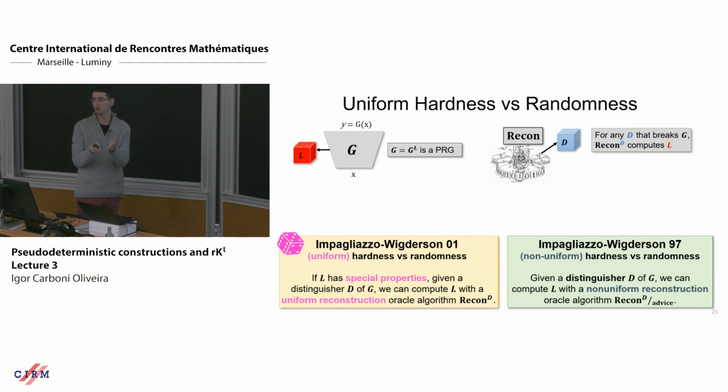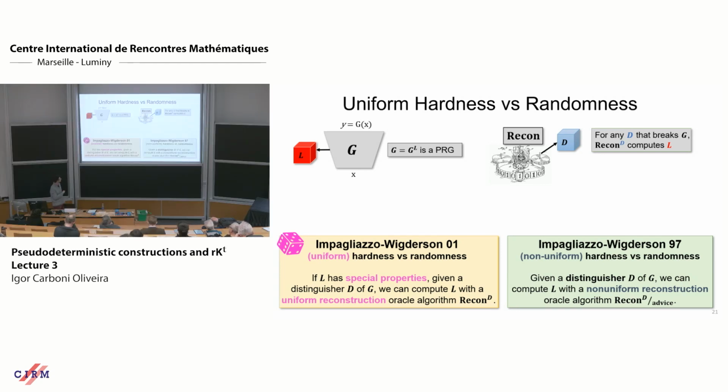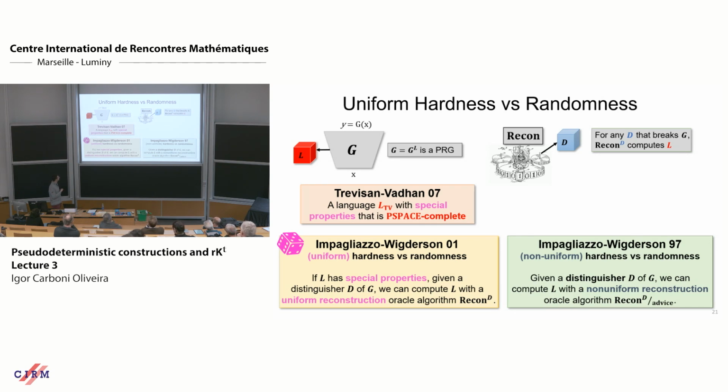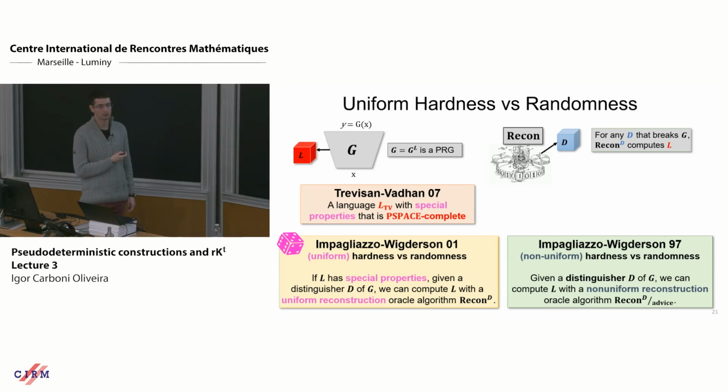So it works on every input length, and what you get at the end of the day is a uniform algorithm, a Turing machine. Turns out that this was going to be a randomized Turing machine, so that's why I have this dice here. But it's still a uniform procedure. And we're going to rely on a language with these properties that is PSPACE-complete. This was introduced by Trevisan and Vadhan, and it's sufficient for us in the application.